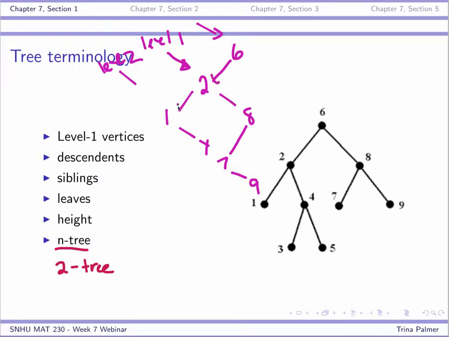I guess I should put these little arrows on it. And then level 3: 1 doesn't have any level 3s, 4 does, so it would have a 3 and a 5. 7 does not, 9 does not. So that is the binary positional tree for that graph. I feel like I just flew through that. I really think about it as doing those diagonals by the level.